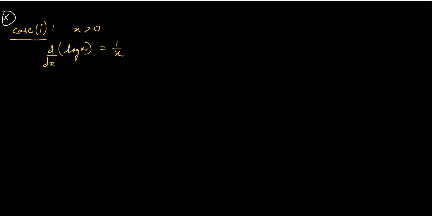You know log of x, and x is greater than 0. So applying the definition of integration, I will get 1 upon x, integration of 1 upon x dx is log of x plus c. Then I go for the second case. I write here case 2, and case 2 is x is lesser than 0.